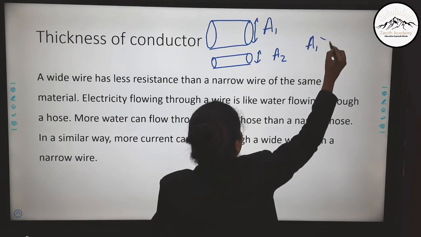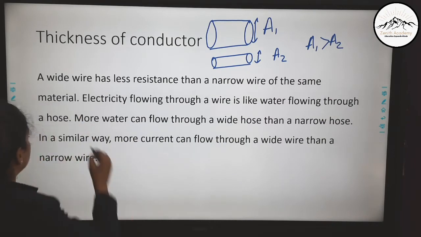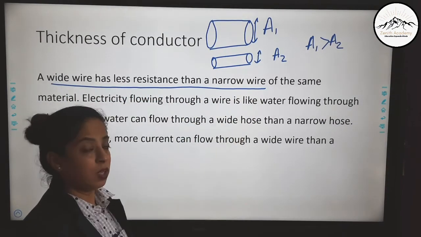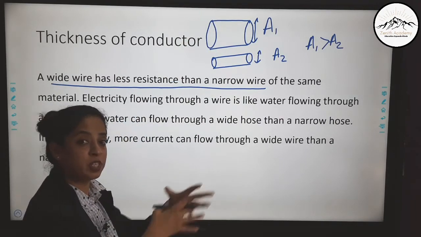Area of one is more than area of two, you can say. So the thicker the wire, the less resistance it has. A wide wire has less resistance than a narrow wire. If the wire is thick, the electrons will have more space to travel.